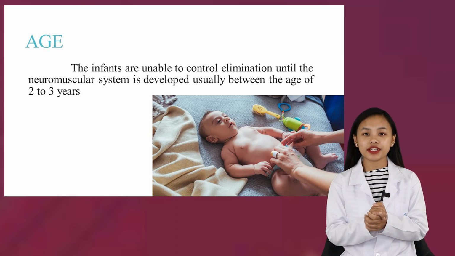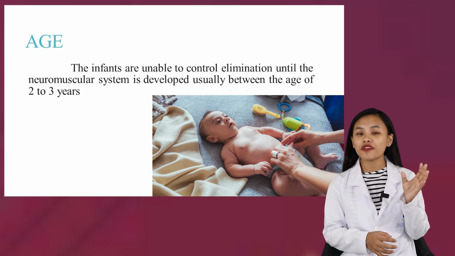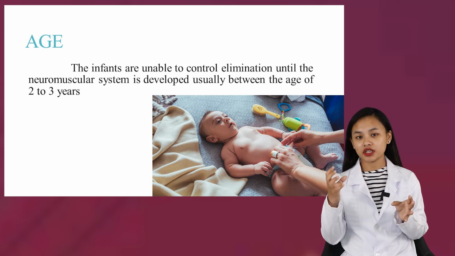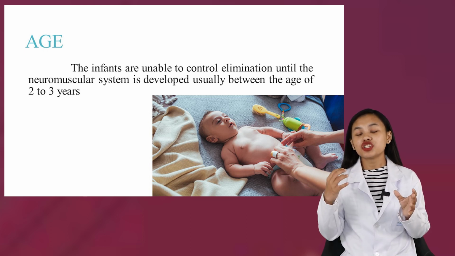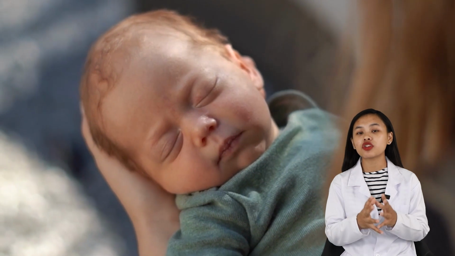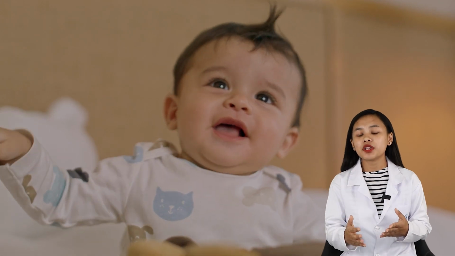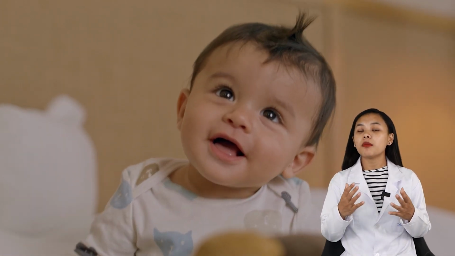So there are various factors that can affect normal bowel elimination. The first one is age. There is a marked difference between the stool of an infant and that of an older adult. In children as well as infants, the neuromuscular system is not developed. Therefore, these children will not be able to control their bowel pattern. These developmental changes affecting normal elimination occur throughout life.